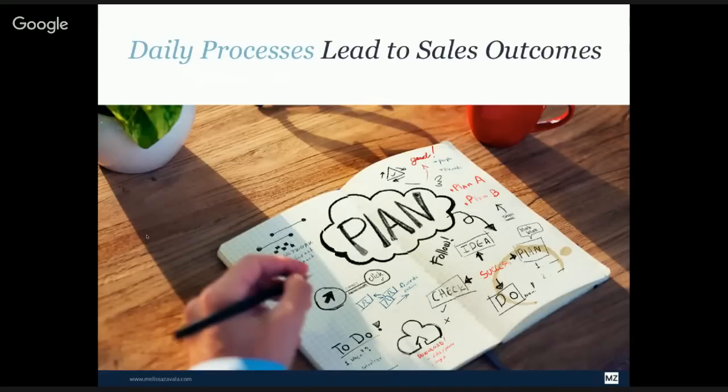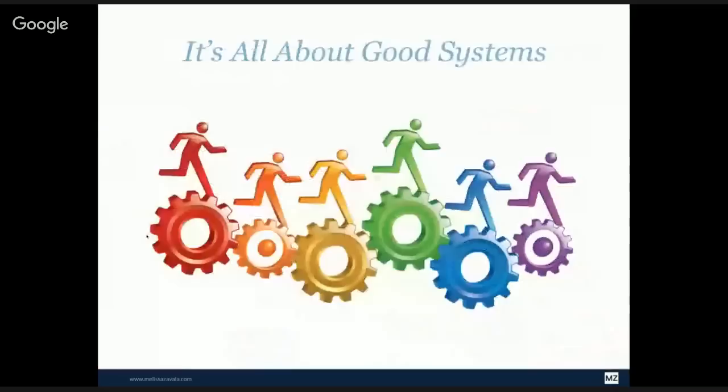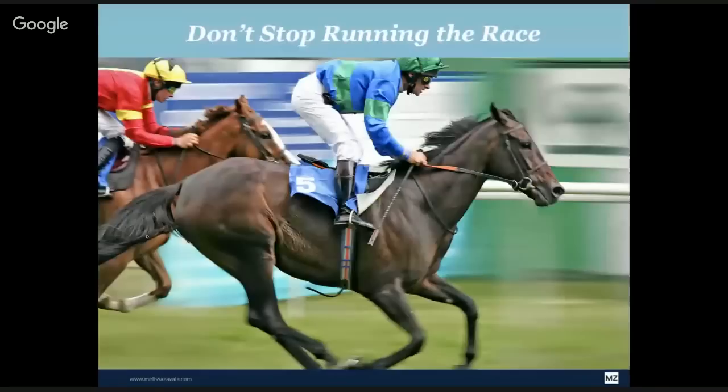So obviously daily processes lead to good sales outcomes. If you're obsessing over your closing that's supposed to happen on Saturday, we don't close on Saturday, Friday or Monday, and you're not doing your daily activities because you're too busy putting out fires, then you're not going to have success in 3 months, because you're on like a 90-day plan, a 12-week plan, and so you always need to be working now for closings in 12 weeks. And so you've got to be really focused on those daily processes. So it's all about having those good systems, some of which I discussed today. And don't stop running the race.